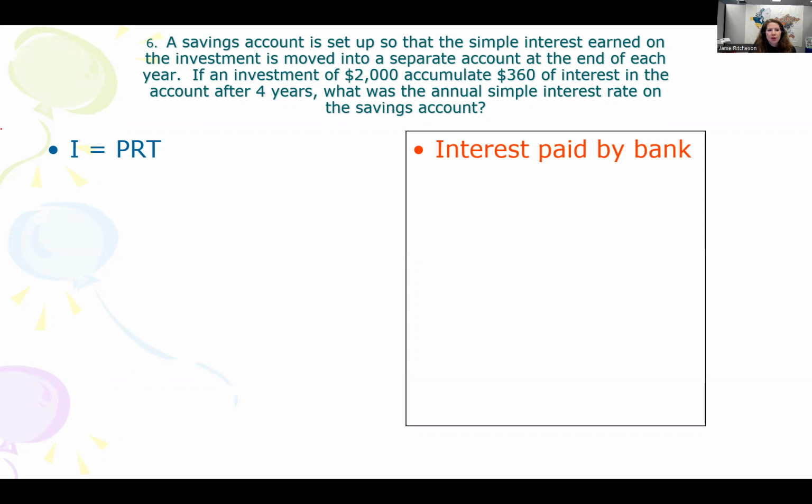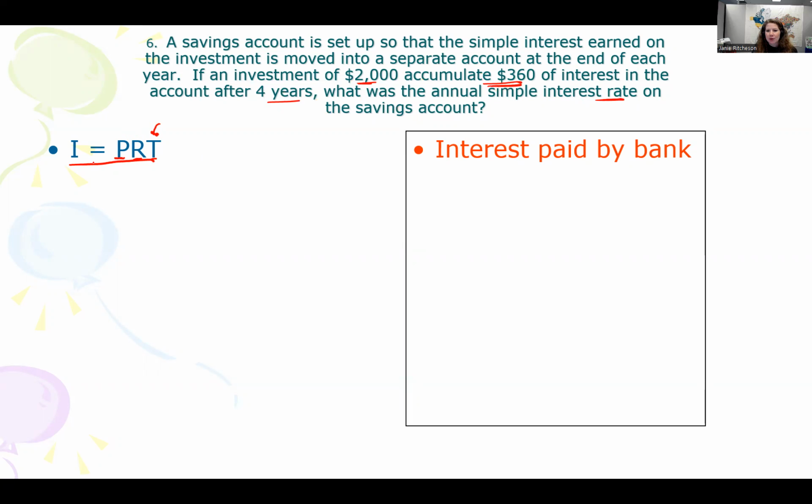All right, so we're talking about interest. This is our formula we're going to use. The interest is equal to the principal times rate as a decimal times time, and time always has to be compared to years. So it says in this account, we invested $2,000. Okay, if an investment of $2,000 accumulates $360, so they give us our interest, after 4 years, what is the rate?